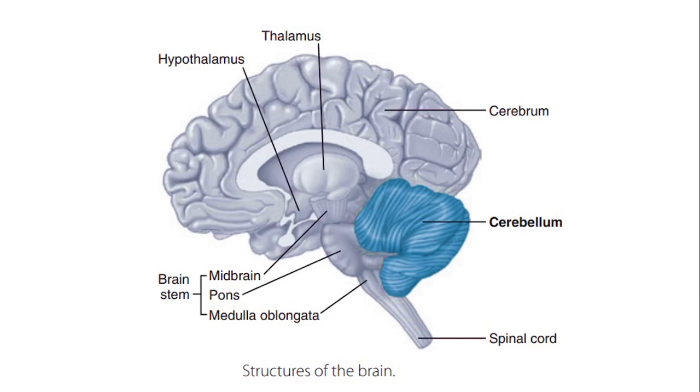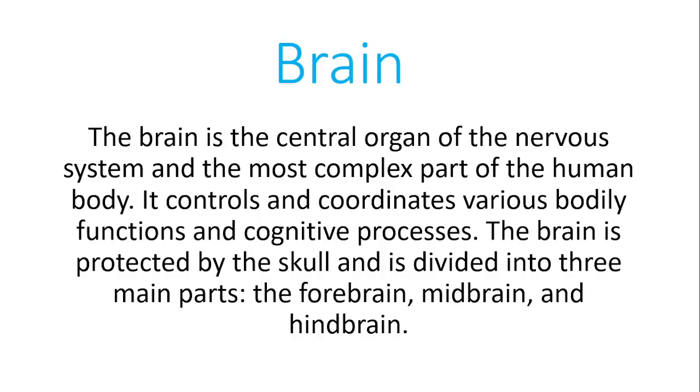This is what the human brain looks like. This is the structure of the brain. The brain is the central organ of the nervous system and the most complex part of the human body. It controls and coordinates various bodily functions and cognitive processes. The brain is protected by the skull and is divided into three main parts: the forebrain, midbrain, and the hindbrain.